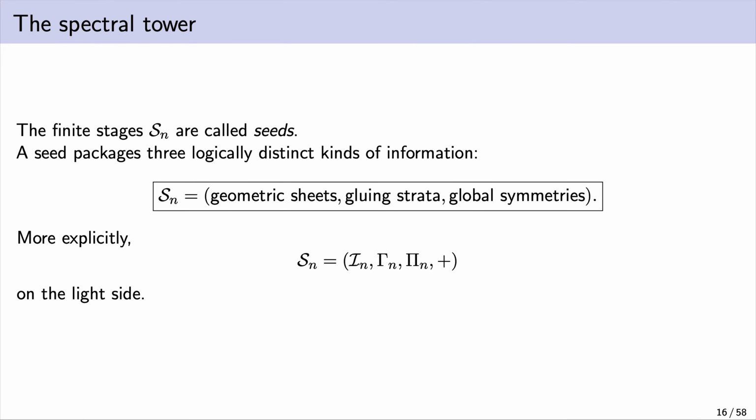All right, so the spectral tower, the finite stages SN, are called seeds. A seed packages these three kinds of information: geometric sheets, which would be the IN; gluing strata, gamma N; and global symmetries, which correspond to pi N. So it organizes these distinct pieces of information, but we'll see that they work together in a cohesive, complementary way.